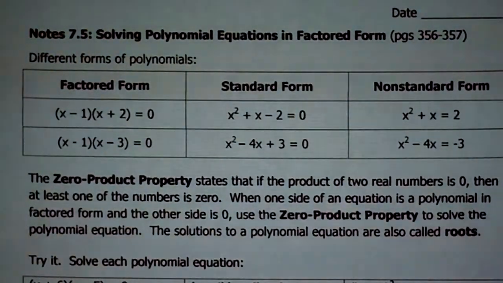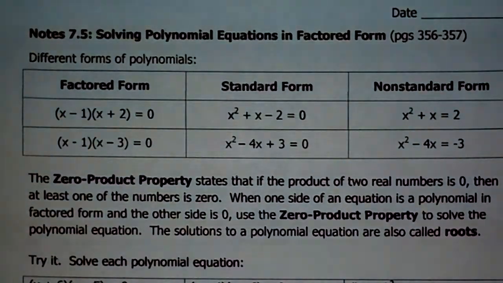Everyone, it's Mrs. Tremblay with lesson 7.5, and what does 7.5 mean? It means we're going to learn how to solve polynomial equations. I love solving equations. I always get excited when everything comes back to that, and now it's a new kind of equation. It's a polynomial equation, and basically we're going to solve it when it's in factored form.